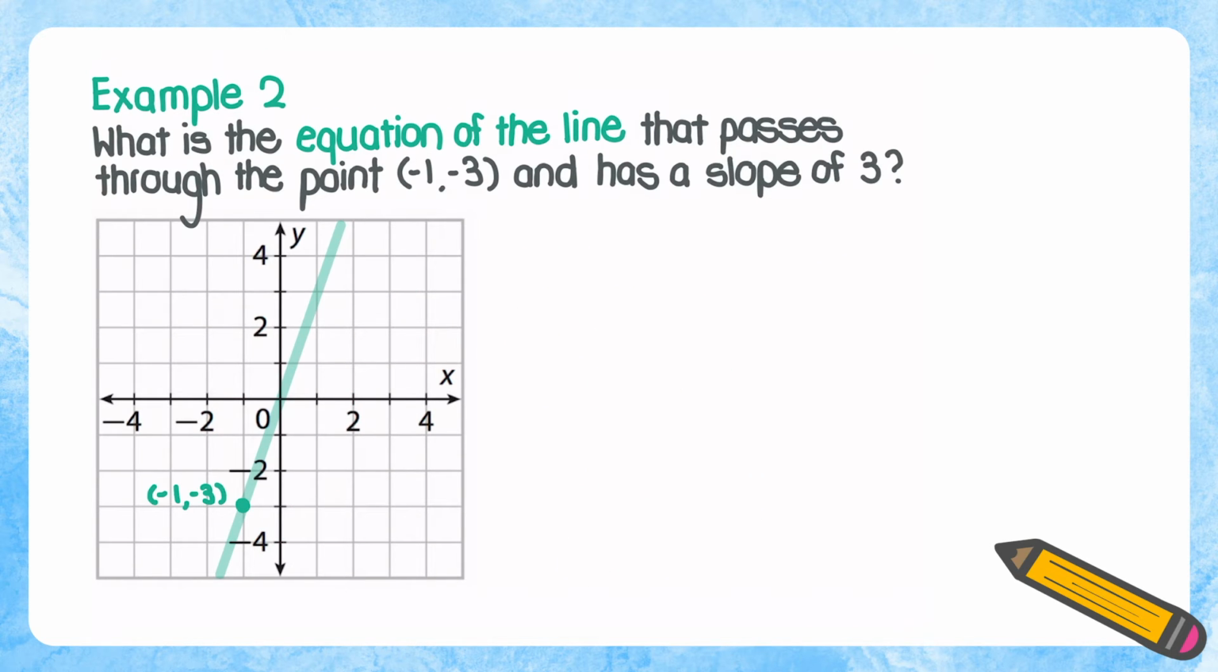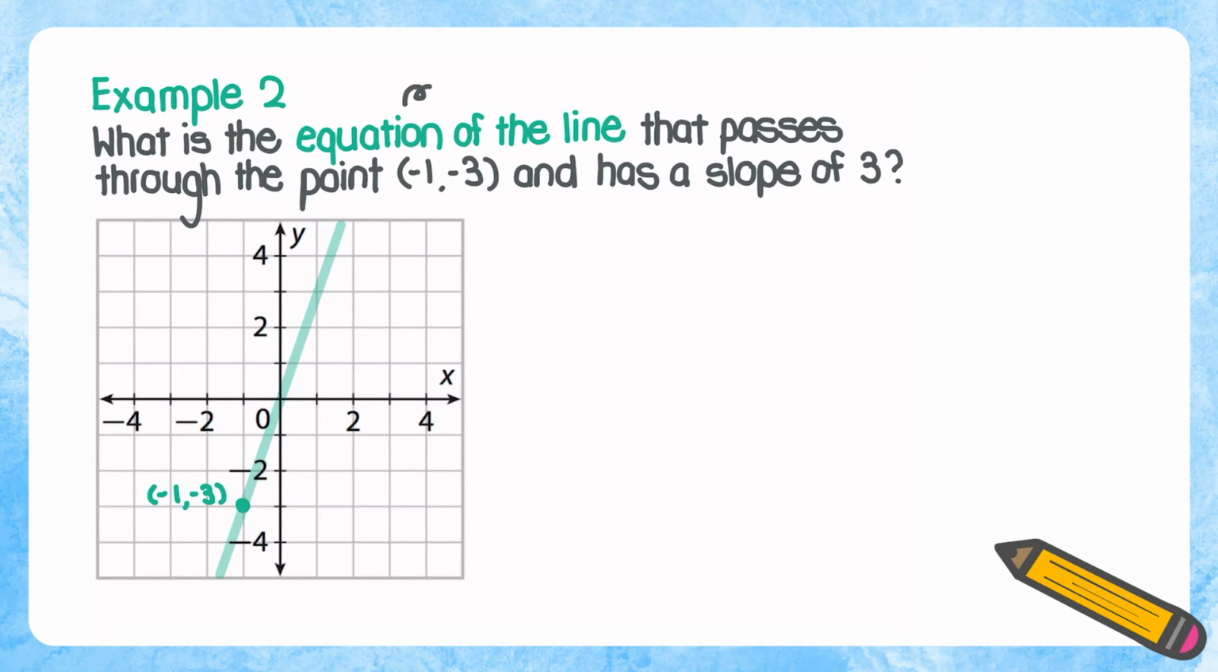For our second example, we are asked, what is the equation of the line that passes through the point (-1, -3) and has a slope of 3? I graphed it again, so take a look at how we have the point (-1, -3), and then I figured out the slope of 3, and so here's the graph of this line. But let's find the equation of the line algebraically.